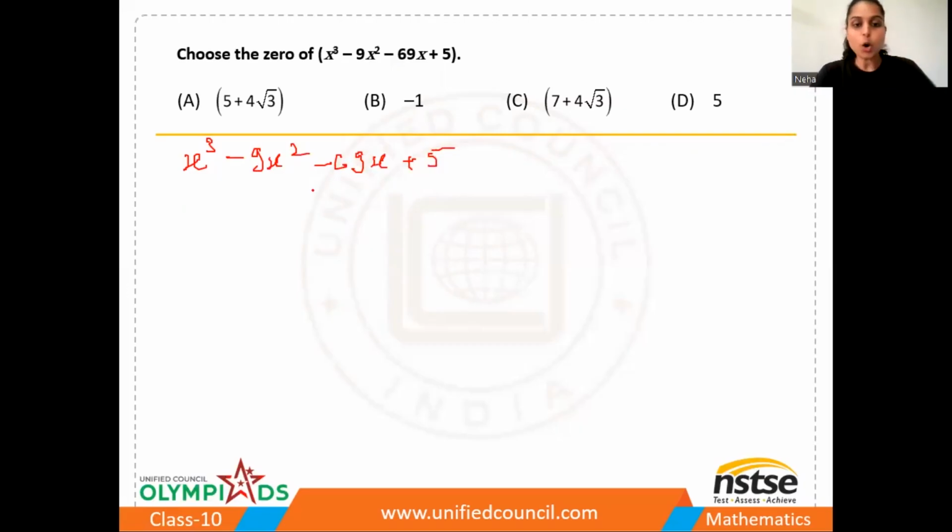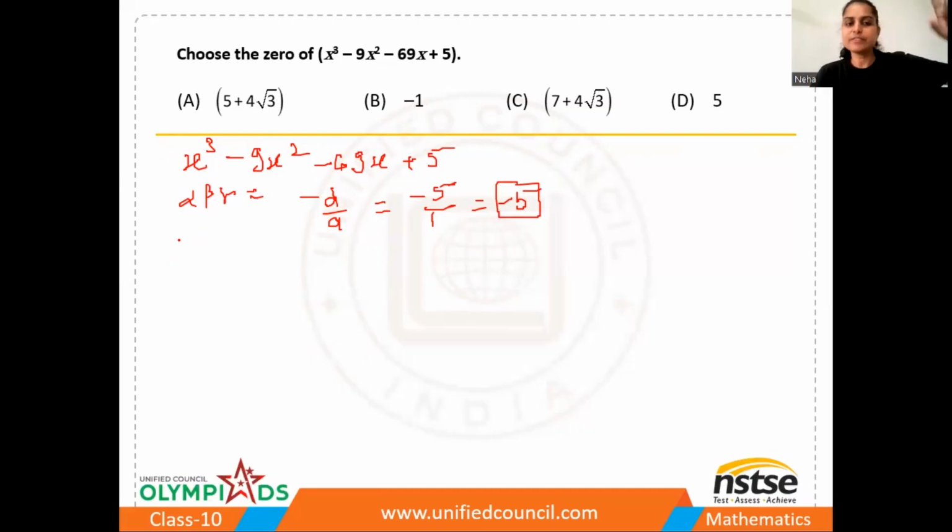Okay, so according to the given data, I can see that alpha into beta into gamma is what? It is minus d by a, right? According to my concept, the multiplication of all the three roots is nothing but equal to minus d by a. So minus d by a is minus 5 by 1, which I can write as minus 5. Correct? Alright. So minus 5 is basically the multiplication of all the roots. So let me try to put minus 5 in the given equation. So p of minus 5, let's suppose this is equal to p of x. Okay, so here I am just putting the value of x equal to minus 5.